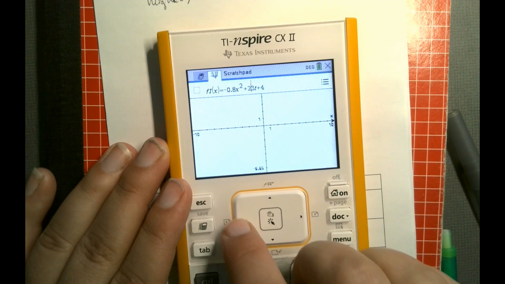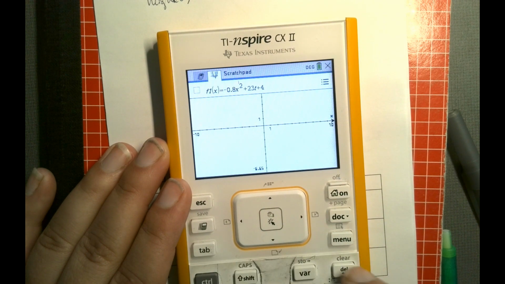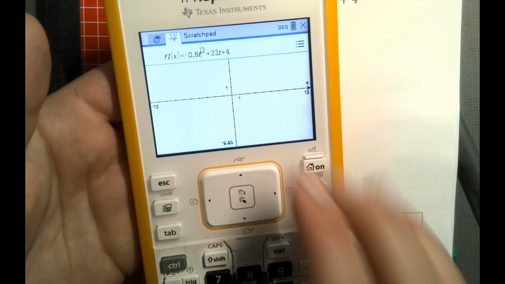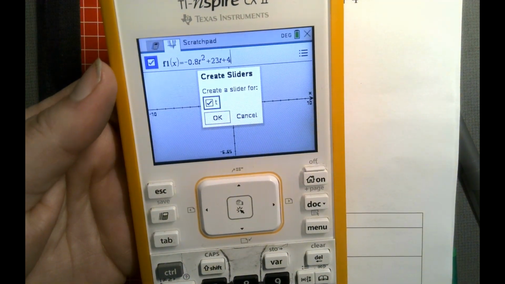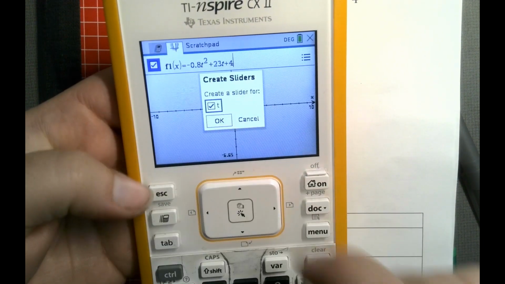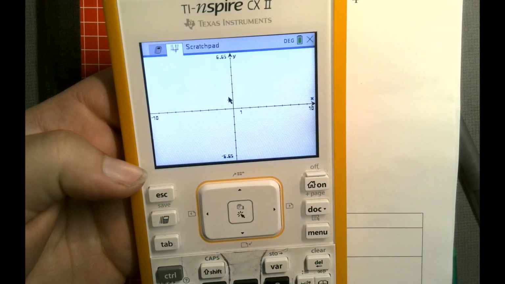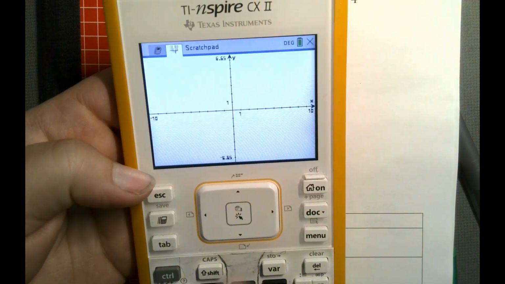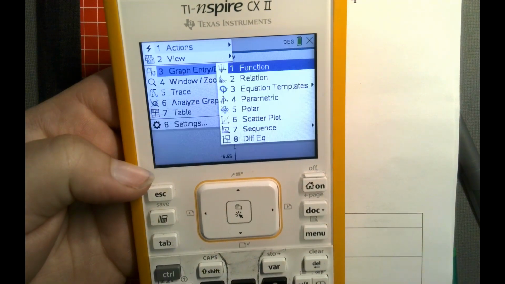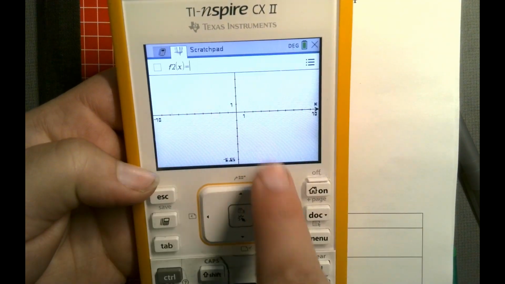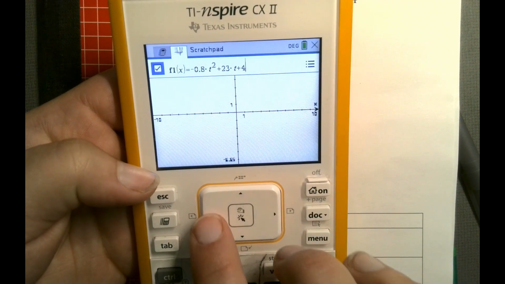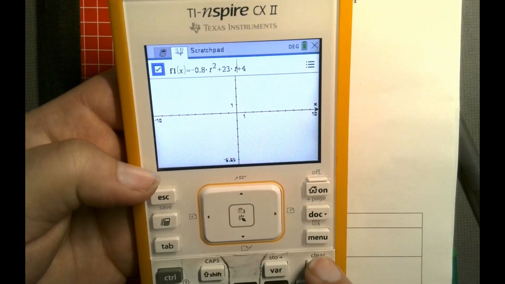Now I'm going to show you what would happen if you put in t. You don't want to put in t, but if I did put in t, see how it wants me to create a slider? That's a good indication that you did something wrong. Press escape and try again. Well, so see when I said escape, menu 3, 1, it took me to the second function. If I press the up arrow, it's still there. And now I just changed the t's to be what? X's. Yep.